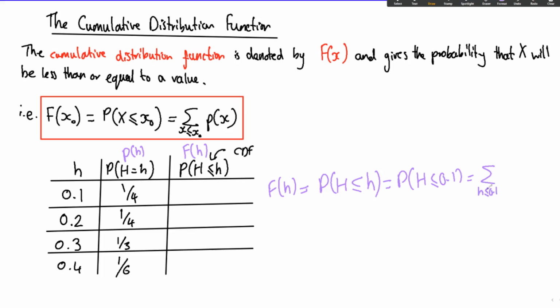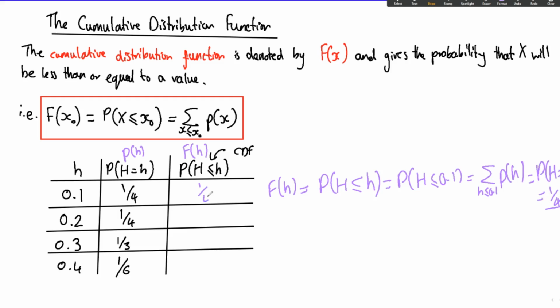Or less than or equal to 0.1. That's basically what we want to do. But the only one we have is 0.1. There's no value of h less than 0.1. So that will just be the probability of h equaling 0.1. In other words, a quarter.